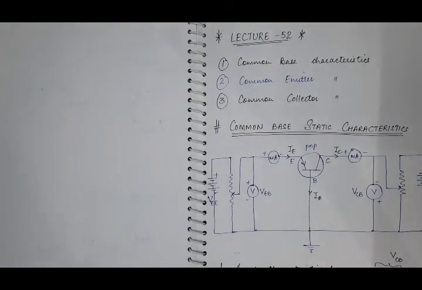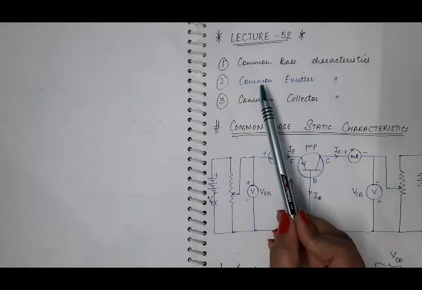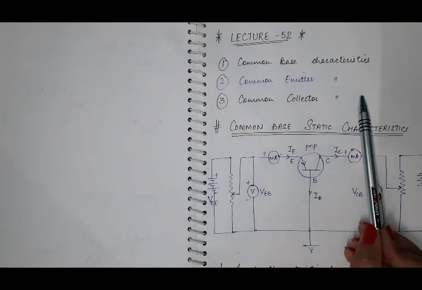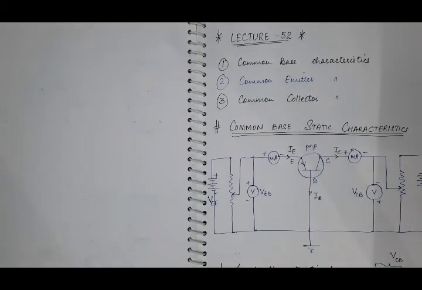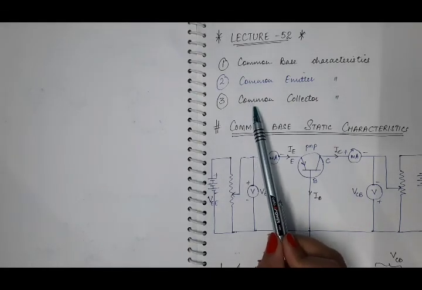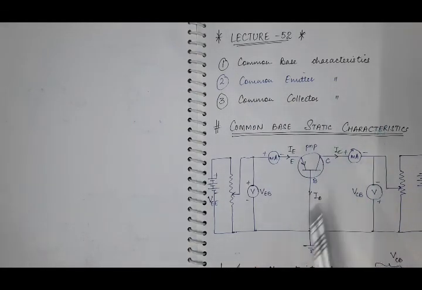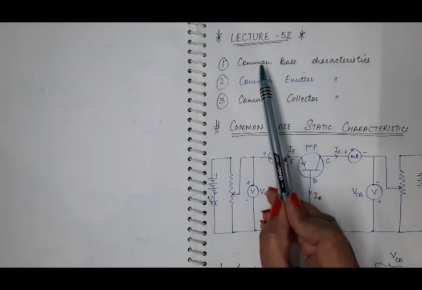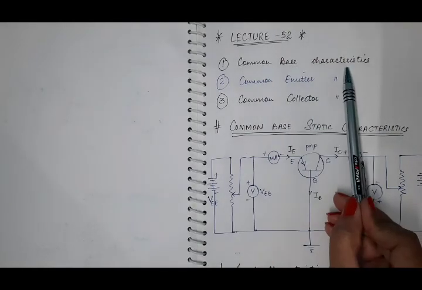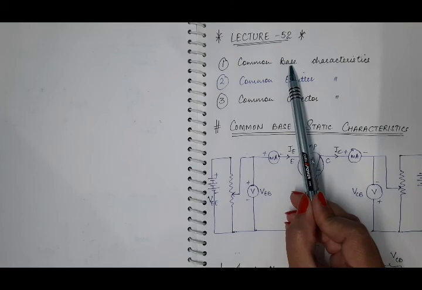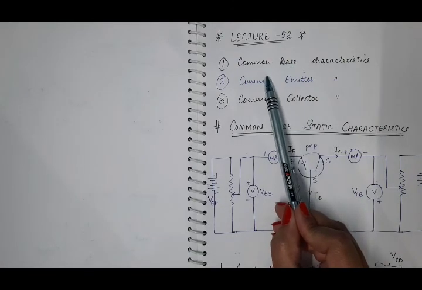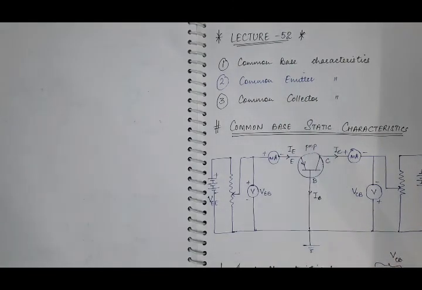And if we keep emitter terminal common between the base and the collector, then those are known as common emitter characteristics. And if we keep collector common between the base and the emitter, then they are known as common collector characteristics.